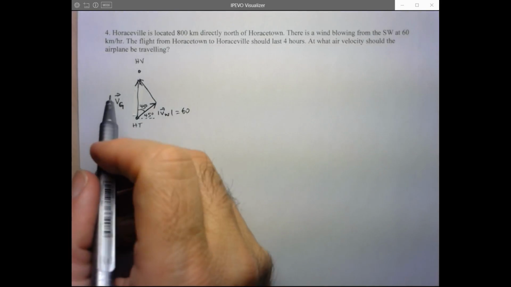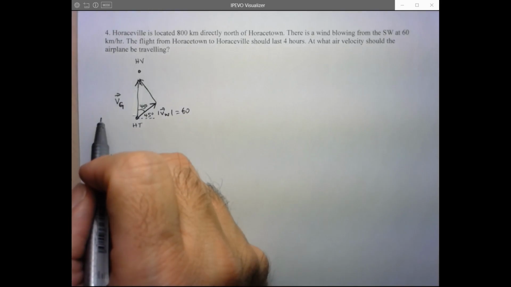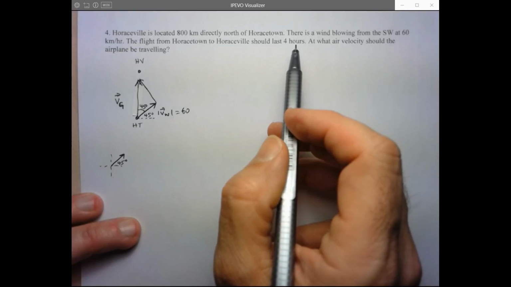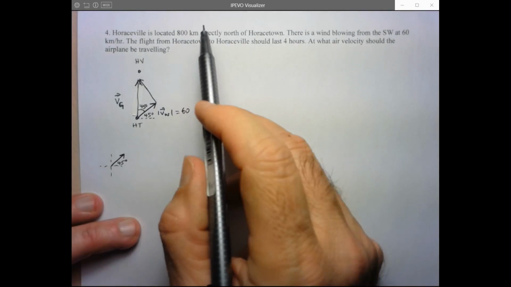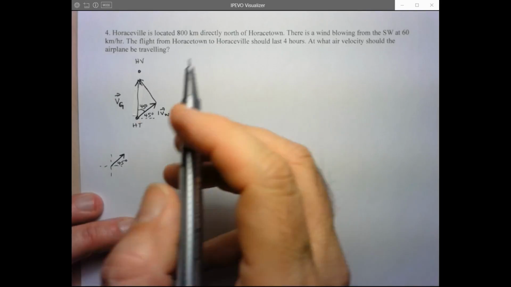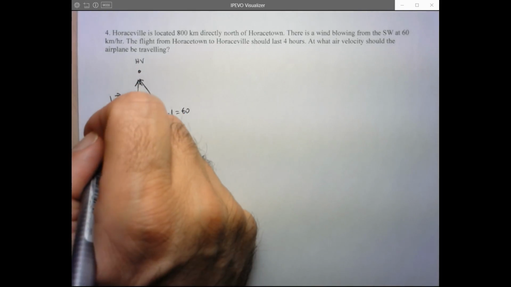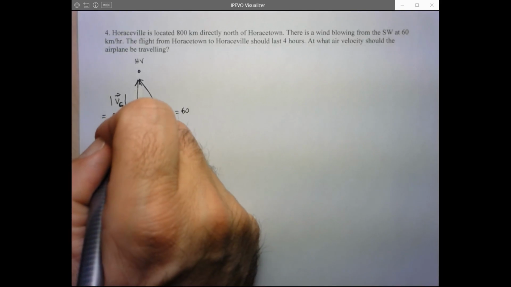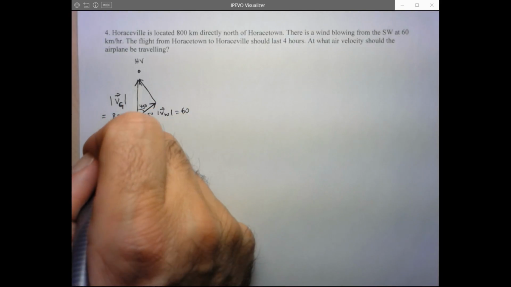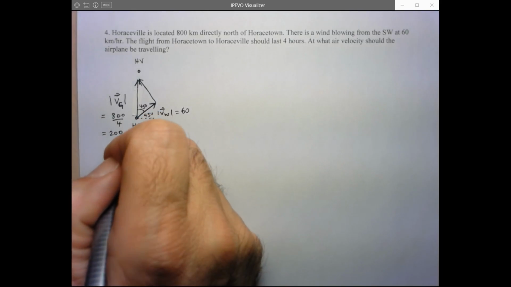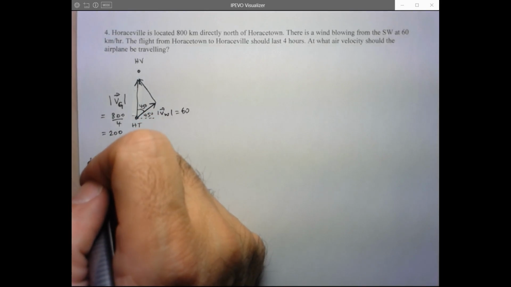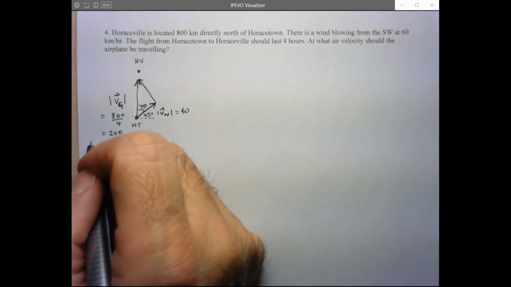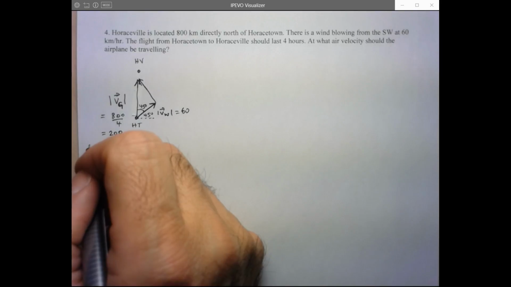Well, we actually have some information about the ground velocity, because it tells us that it has to do the 800 kilometers in 4 hours. So we have a distance and a time, assuming, as we usually do, that these speeds are constant. We can calculate the magnitude of the velocity. So it's 800 kilometers in 4 hours, so we need the speed to be 200 kilometers per hour. And so now we've got two sides and an angle. So we're good.